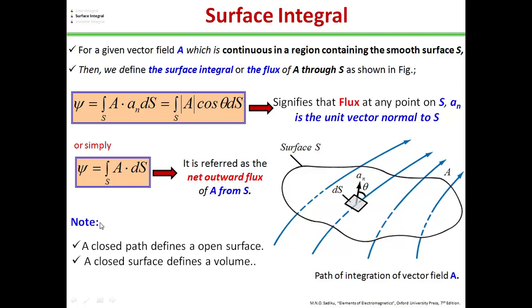The quantities like flux density, current density, etc. are specified over a certain area. Then we take the surface integral to calculate them. Its application we will discuss in the upcoming videos. Some important notes are here. A closed path defines an open surface. In magnetostatics, for the derivation of laws, we will use this property. A closed surface defines a volume.